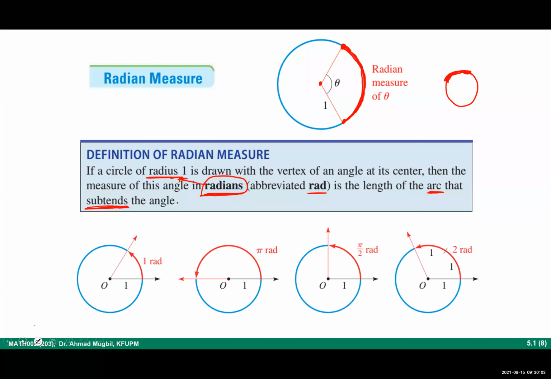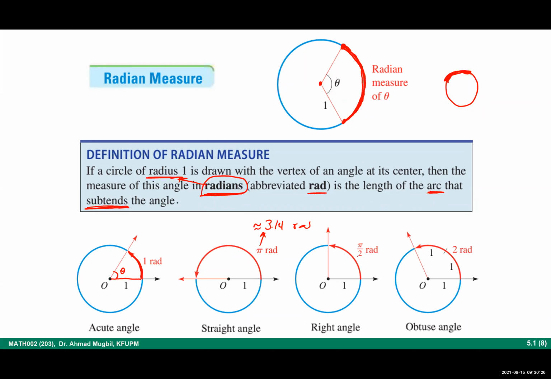Now let's take an example here. For example, ya shabab, this is the radius 1. This is the length of this arc, which is 1 radian. So here, this is the measure of this angle. So this is indeed an acute angle. This is, of course, the straight angle. Here we have pi. What is pi here, ya shabab? Pi here is approximately 3.14. Pi over 2 rad. This is 2 radians.